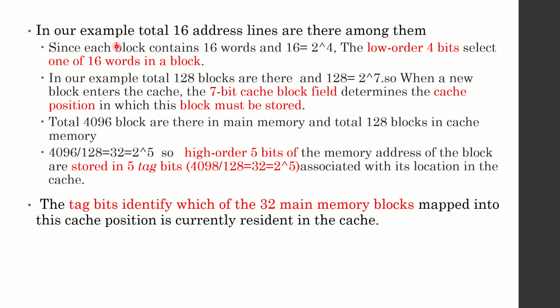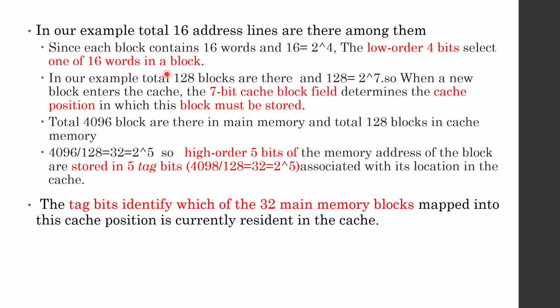As I said, in our example, a total of 16 address lines are there. We have to divide the 16 address lines in direct mapping into 3 different fields. The first one is the word field. The least significant certain bits are used for the word field. Then comes the block field. Then comes the tag field. How will you get the word field? First of all, we have to check how many words are there in one block. 16 words are there in one block, and 16 is equal to 2 to the power 4. This power value will give you the number of bits needed for the word field.